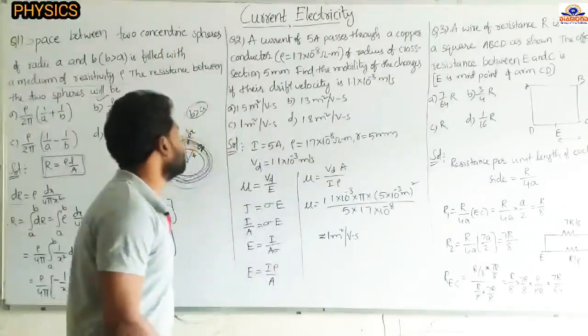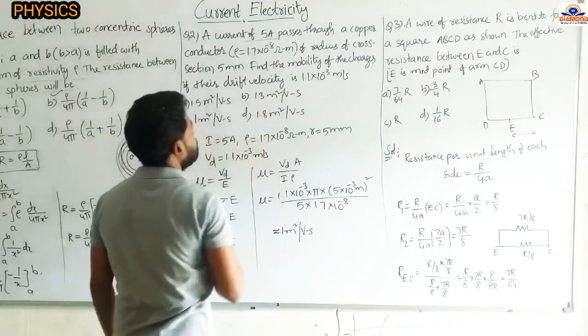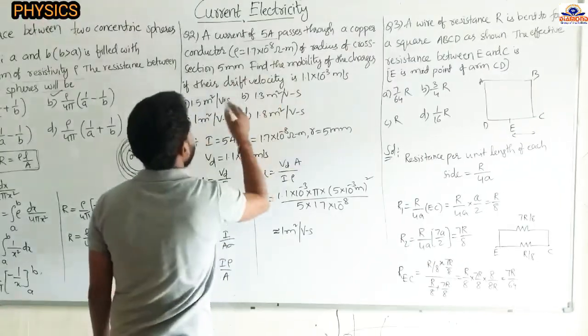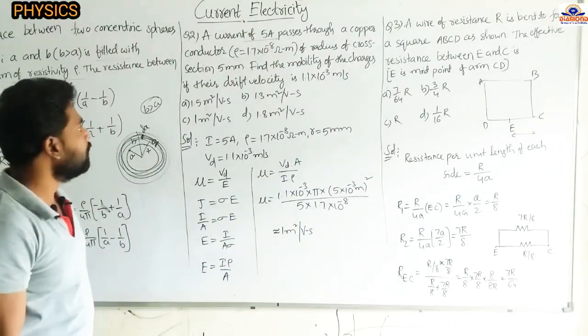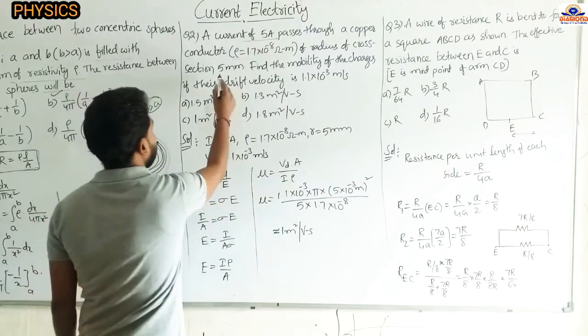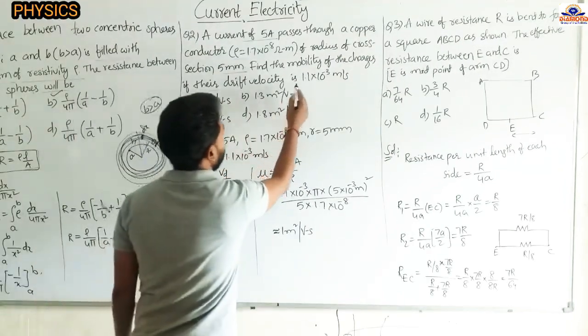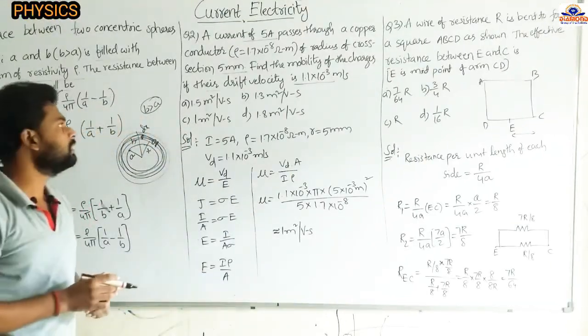Okay, next see the second question. A current of 5 amperes passes through a copper conductor. Resistivity is given as 1.7 into 10 power minus 8 ohm meter, with radius of cross section 5 millimeter. Find the mobility of the charges if the drift velocity is 1.1 into 10 power minus 3 meter per second. They are asking the mobility.